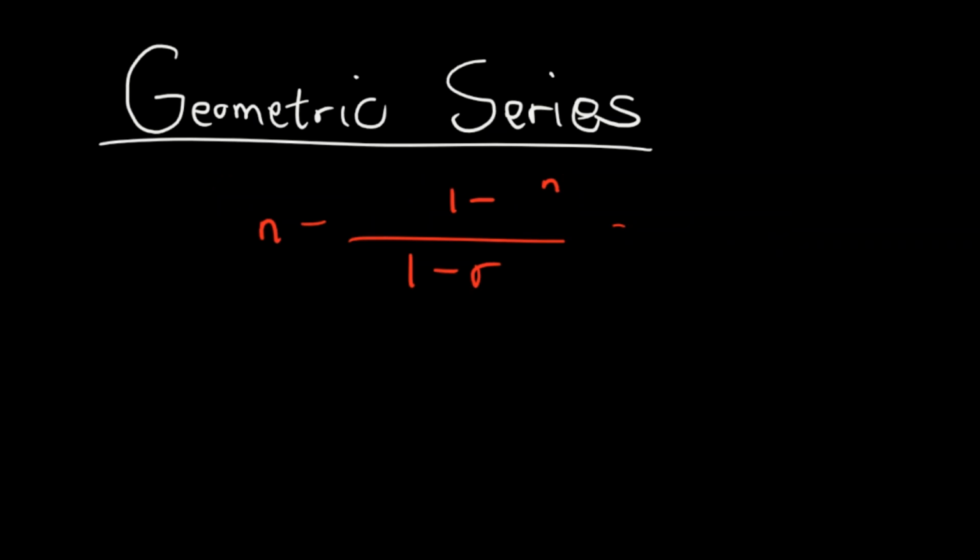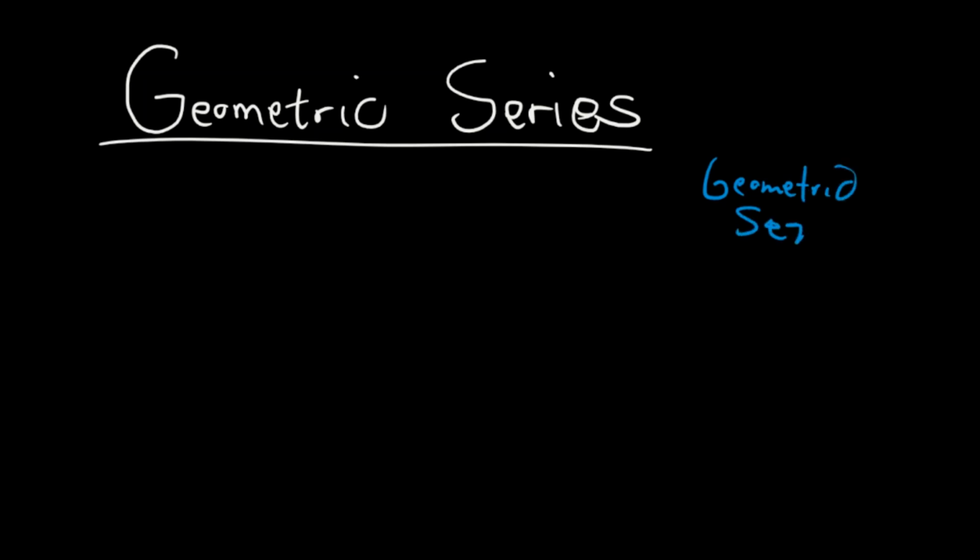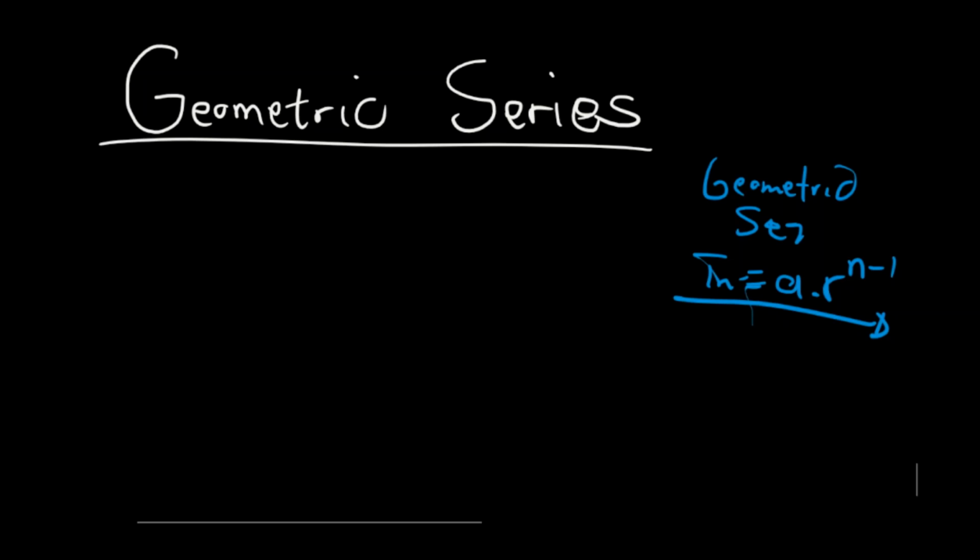Since it's a geometric series, this sum is formed by the geometric sequence, right? If you remember clearly, the geometric sequence formula is T of n is equal to a multiplied by r to the power of n minus 1, right? So this formula here helps us to identify the geometric series formula, which is the sum, right? So let me erase it.